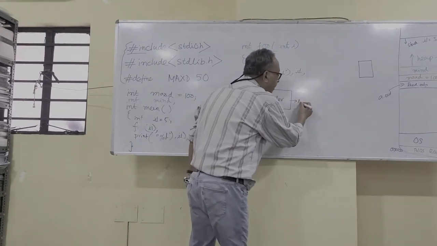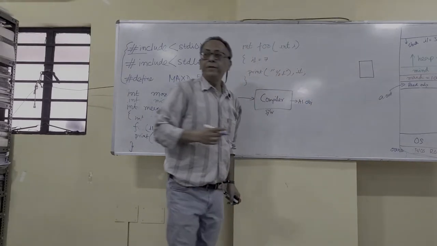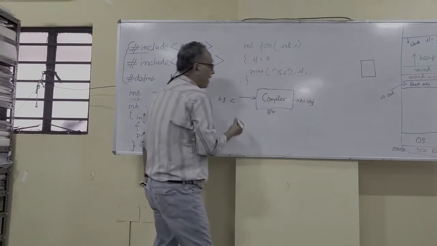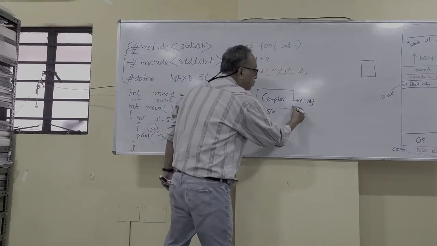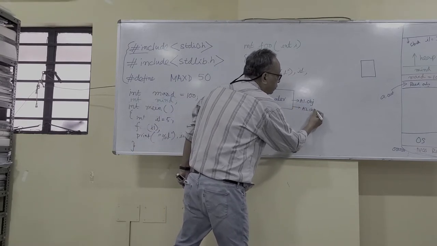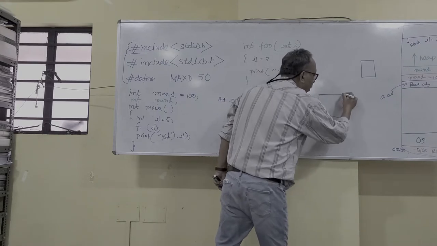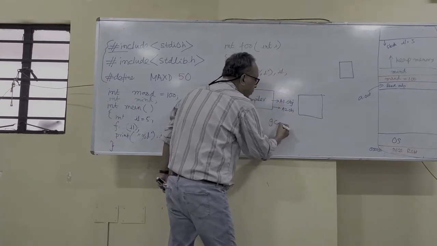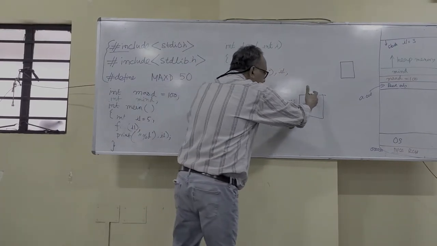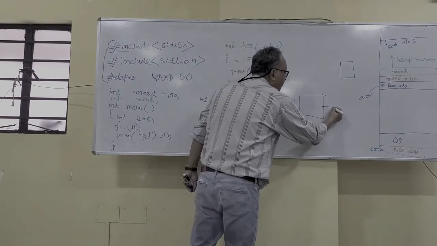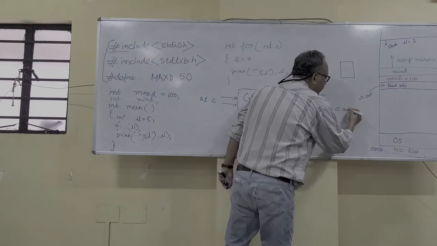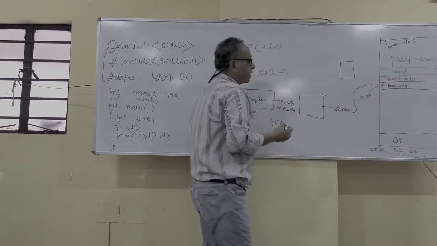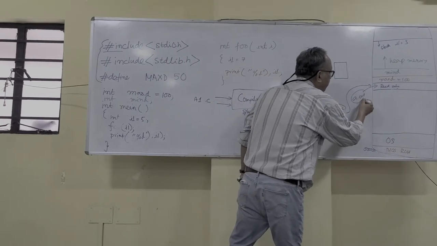A1? Yes, good. Who says OBJ? Very good. The output is a1.obj. That is the compiler, and you can have multiple files, say a2.obj. Then they call the loader and linker. Whenever you run GCC, you might not see the distinct stages, but there are actually such stages, and after this you get a.out. This a.out file goes into the memory.